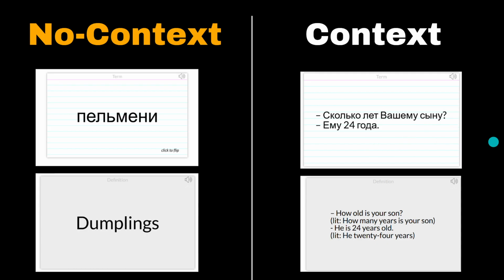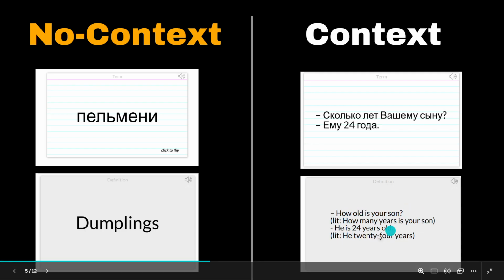Sorry for my pronunciation if anyone is Russian, I'm still learning. And then you've got jemu 24 goda, or 24 if you want to say the actual word for 24. And that means how old is your son? Literally, how many years is your son? He is 24. Literally, he 24 years.